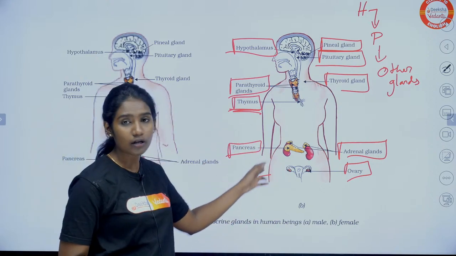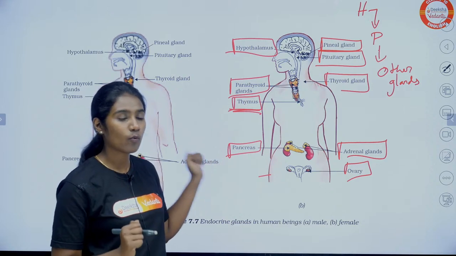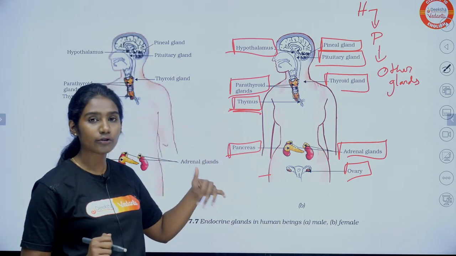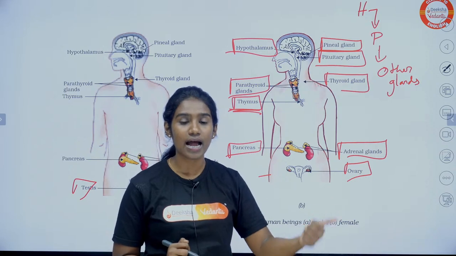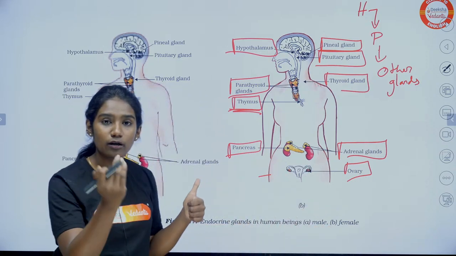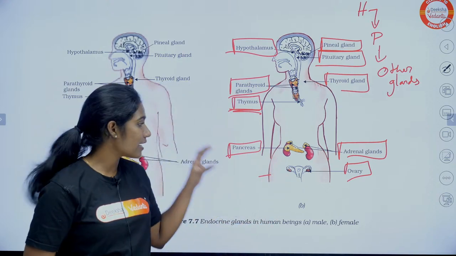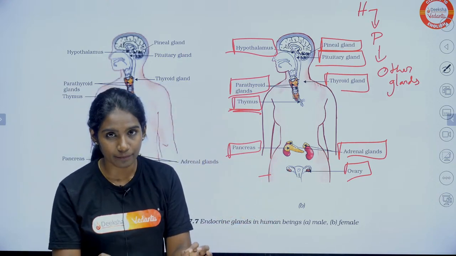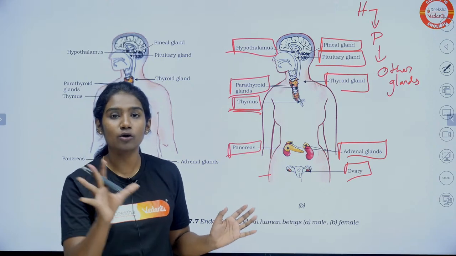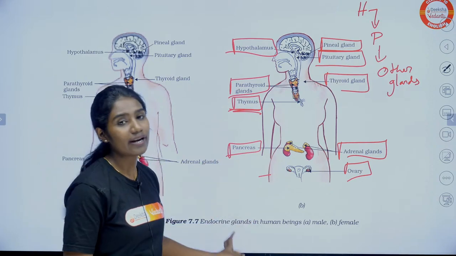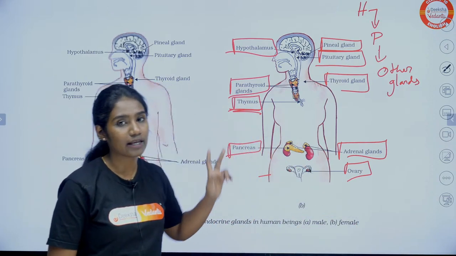Whereas it also functions like an endocrine gland. Why? Because the pancreas also releases certain hormones like insulin and glucagon. Insulin reduces the blood sugar level. Glucagon increases the blood sugar level. And hormones are released into the bloodstream, not into the open cavity. That's why it is called endocrine. That's why your pancreas functions like both an endocrine and exocrine gland.